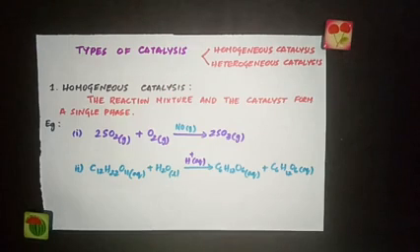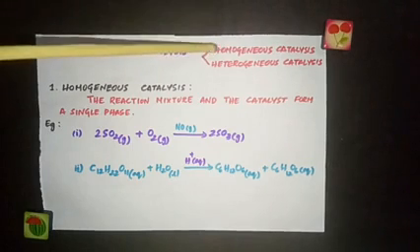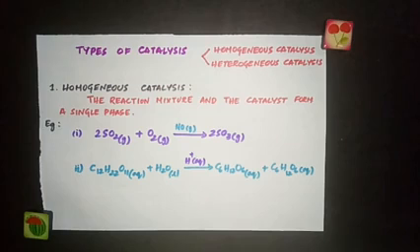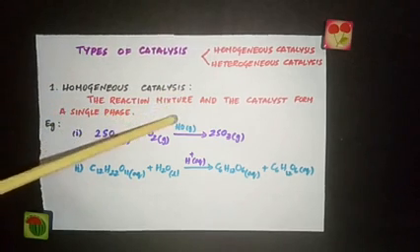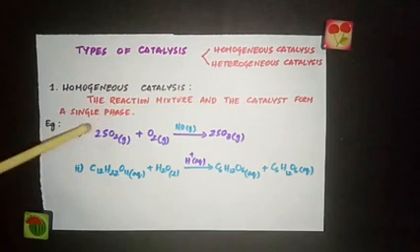Now let's move on to the types of catalysis. There are two types of catalysis: homogeneous catalysis and heterogeneous catalysis. And again, what is catalysis? The chemical process in which a catalyst is used is called catalysis. So there are two types. The first one is homogeneous catalysis. In homogeneous catalysis, the reaction mixture and the catalyst form a single phase, which means both the reactants and the catalyst will be in the same physical state.